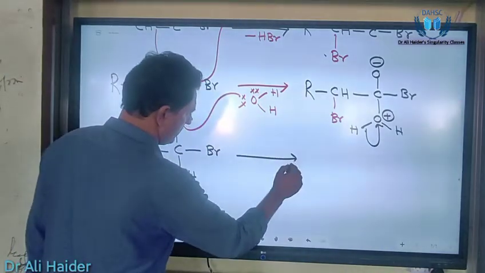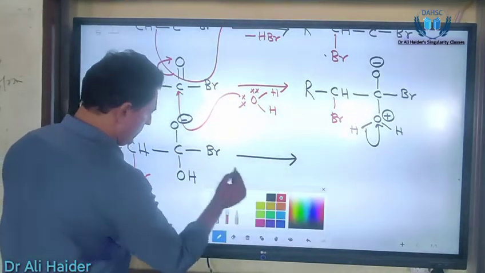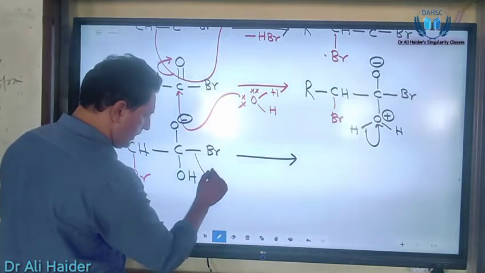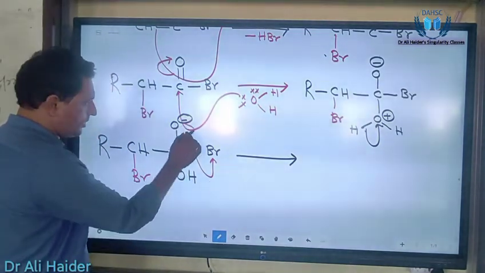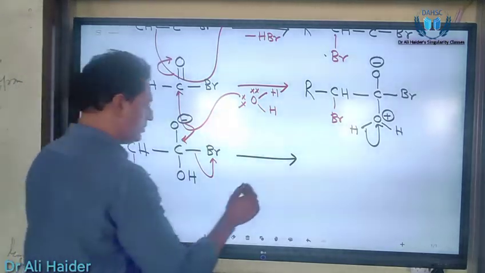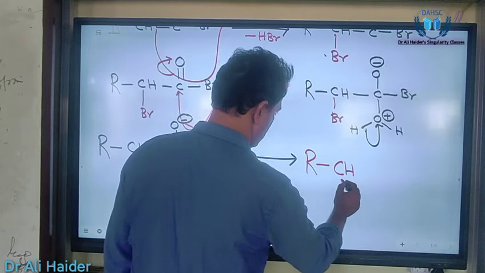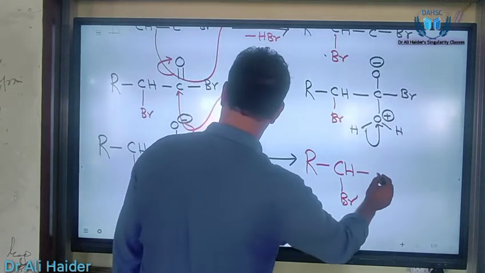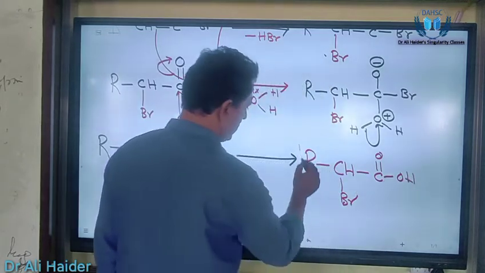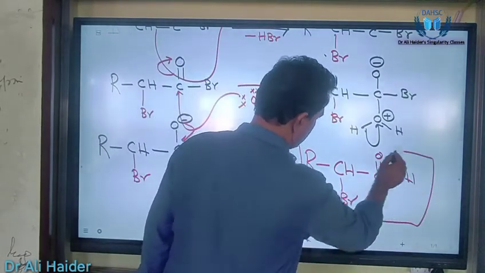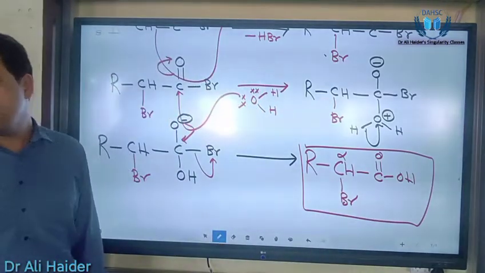And in the final step, since this bromine is a good leaving group, it will move from here. This carbon bromine bond will break. This will be removed as Br minus. This carbon will get positive charge, negative charge will move down. So what you will get? R C H Br single bond C double bond O. Now this is our final product. What is our product? Alpha halo carboxylic acid, right?